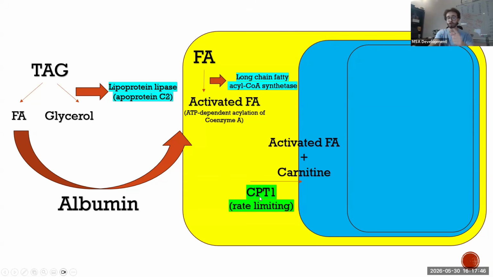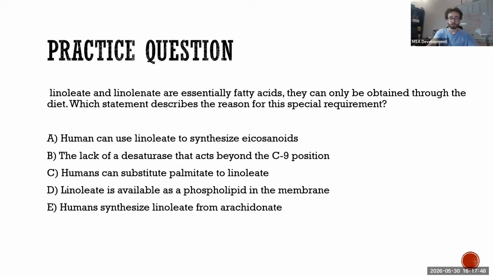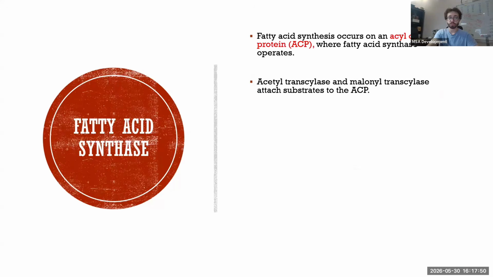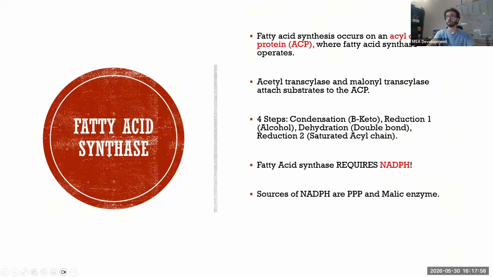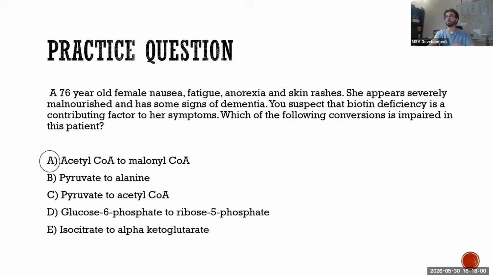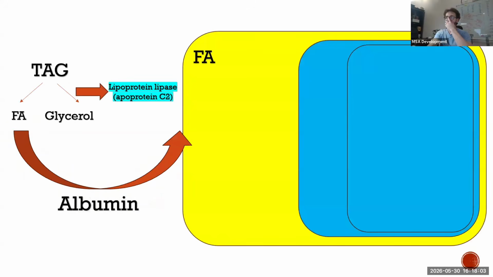Do you guys remember CPT1? I'm going to go back. I want to remind you. We said there is something that inhibits CPT1. Malonyl-CoA. It inhibits CPT1, so it inhibits fatty acid oxidation. So malonyl-CoA supports fatty acid synthesis. Now we are talking about the CPT1. I told you guys it's going to be important.